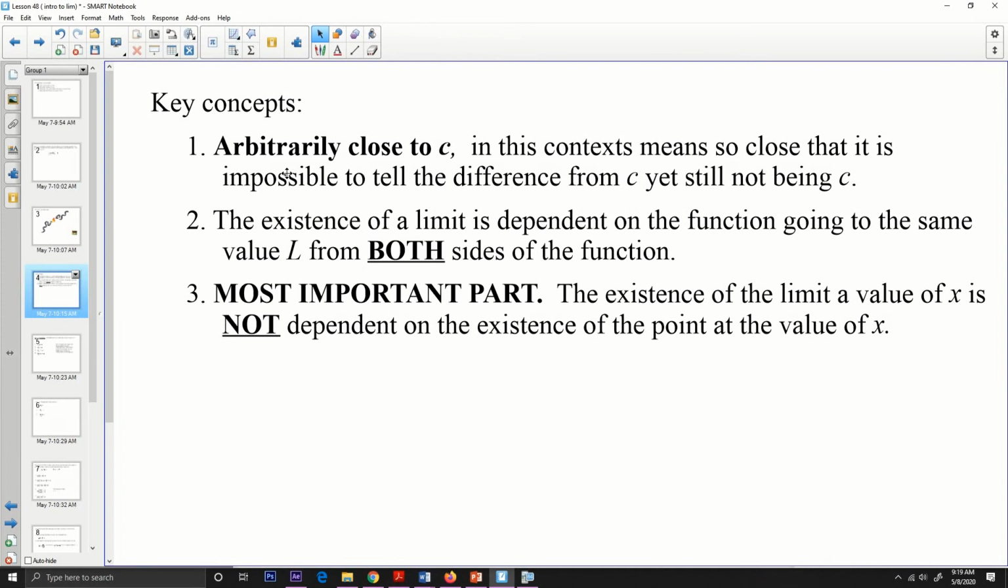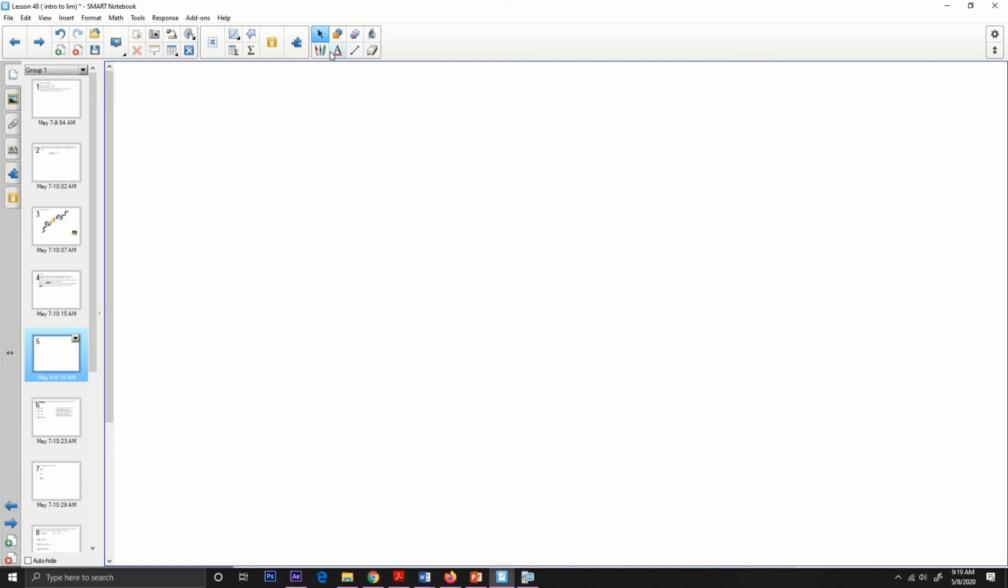The existence of the limit is dependent on the function going to the same value from both sides of the function. And I have an example where it doesn't go to the same value, and therefore the limit will not exist. And finally, the most important part: the existence of the limit at a value of x is not dependent upon the existence of the point at the value of x. And so, a real quick demonstration.